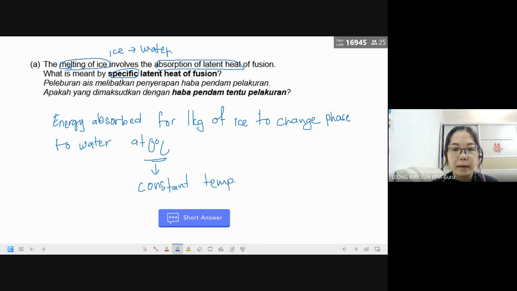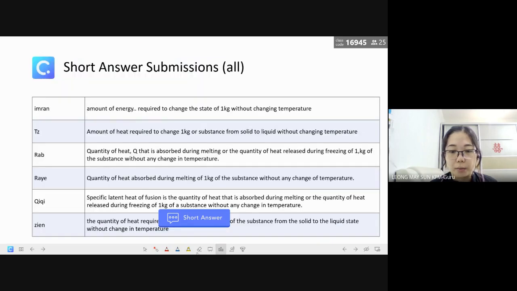Why do I write specific ice to water? Because it's already written fusion over here. All right, and the top sentence tells you it's the melting of ice. So from 4 and from 5, please do note when you see something like this, look back at the top part of the question. How does it want you to write? Whenever you see the word specific, make sure there's a 1 kg inside your answer. So let's look into your answers right now.